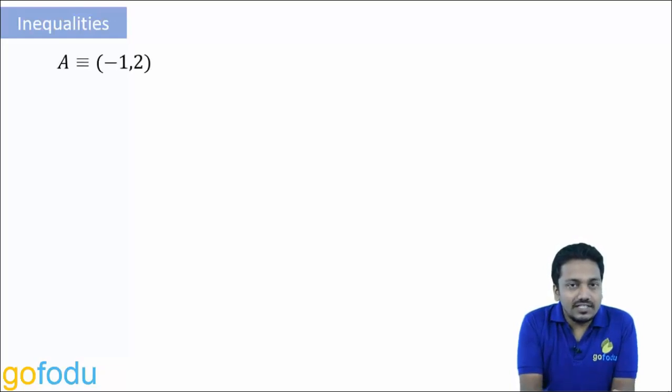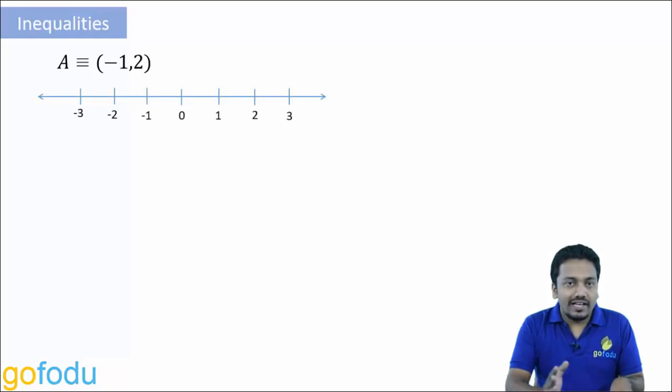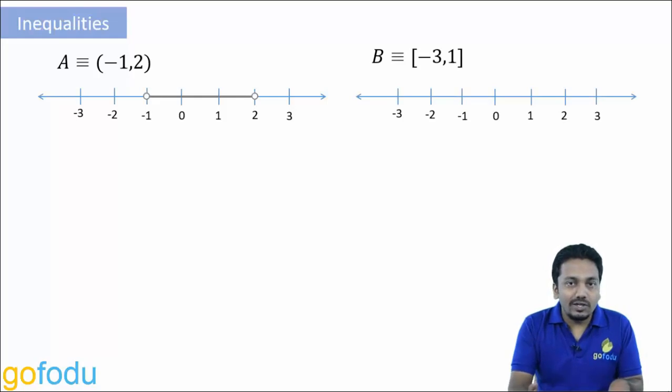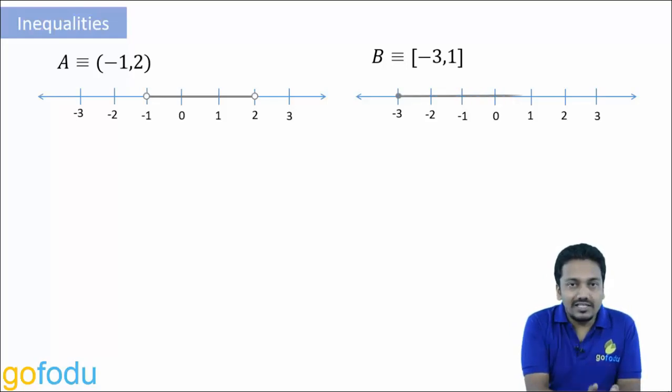Let's say A represents all the values from -1 to 2, where -1 and 2 are not included, as we have round brackets there. On number line, we'll draw them like this. Empty circles at -1 and 2 as they are not included. To show -3 and 1 both included, we'll use square brackets. And on number line, we'll use filled circles at -3 and 1.